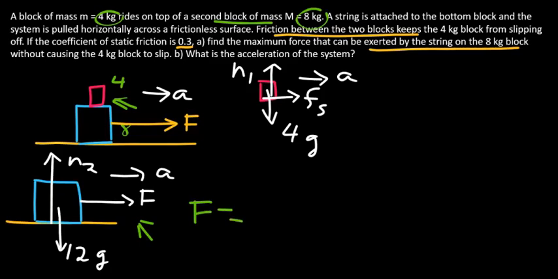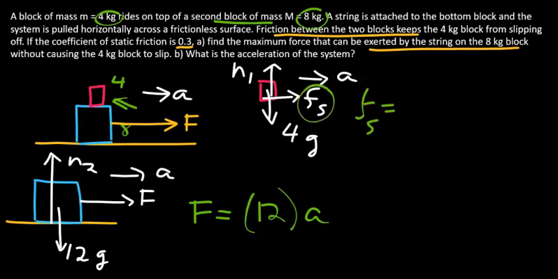Forward force equals mass, which is 12 kg, that is 4 plus 8 kg, times the acceleration of the system. From the first free body diagram, this static friction must be the same as the mass of that little block, which is 4 kg, times the acceleration of the system. Since we are looking at the maximum force that can be exerted, the static friction has got to be maximum as well. So the maximum value of the static friction is given by the coefficient of static friction times the normal force N1, and that equals 4 times a.